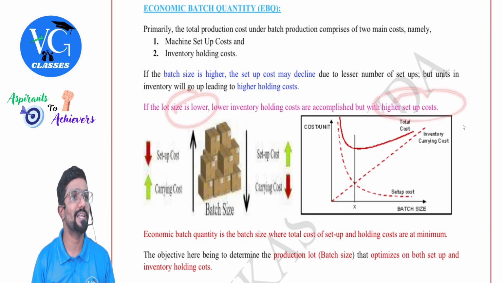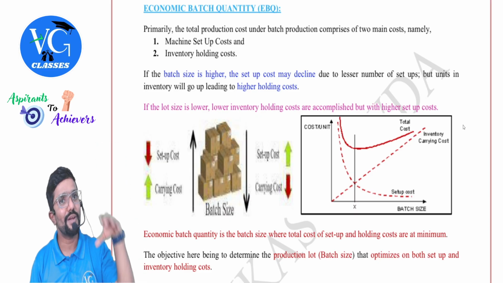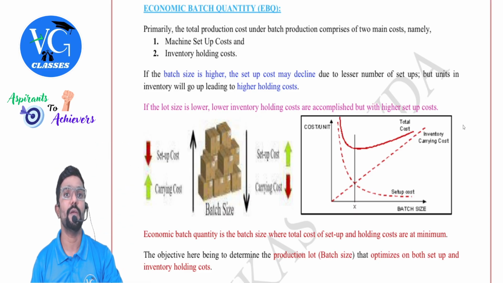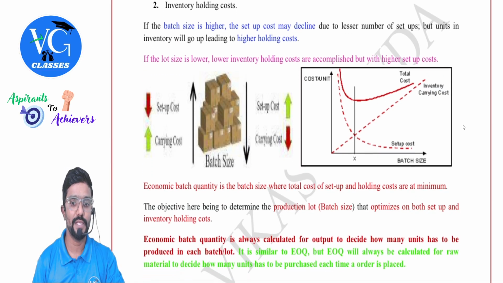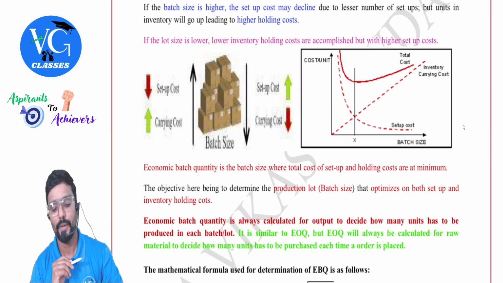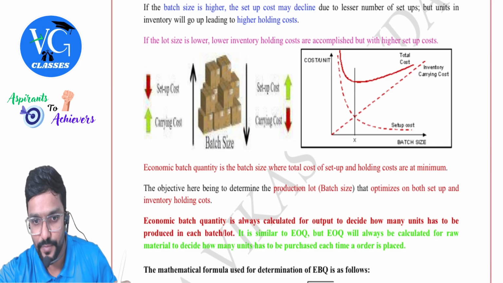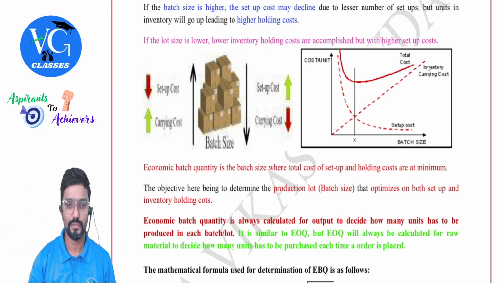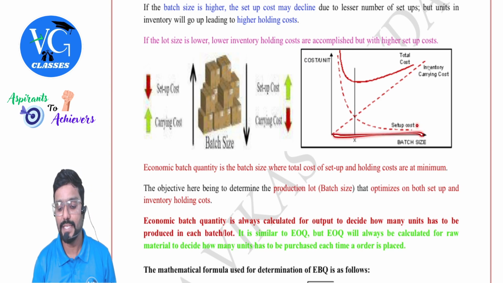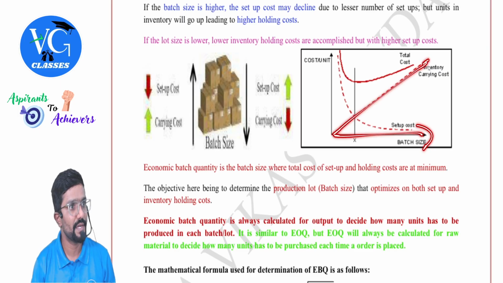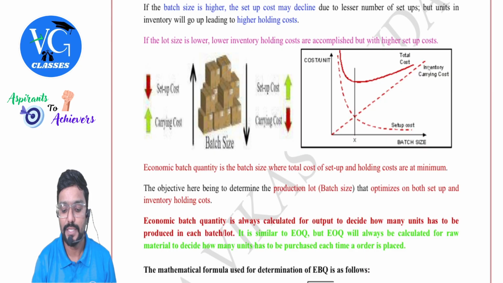When batch size is lower, the number of setups would be more. When the number of setups is more, the setup cost would also be more. Okay. So you can see, I have also given it by way of a diagram. This is the batch size, this is the cost. Now, as the batch size increases, inventory carrying cost will increase. Clear? As batch size increases, the setup cost will decrease. If batch size is lower, assume like 100, 200 and so on, then setup cost would be highest somewhere here.